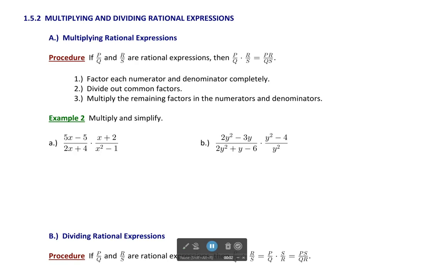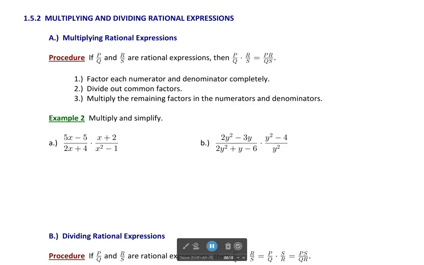Once we know how to simplify rational expressions, we can then engage with operations on rational expressions. In this video, we'll focus on multiplying and dividing rational expressions. Let's start with multiplication. Here's the procedure.